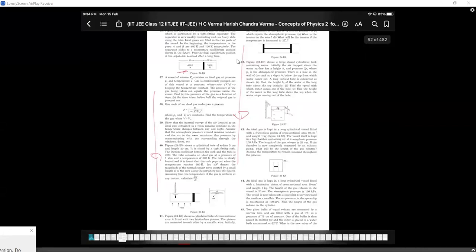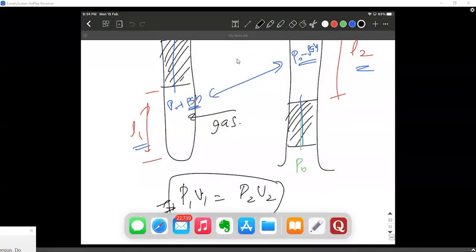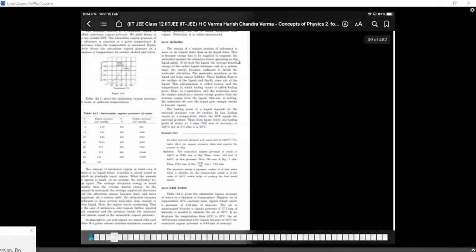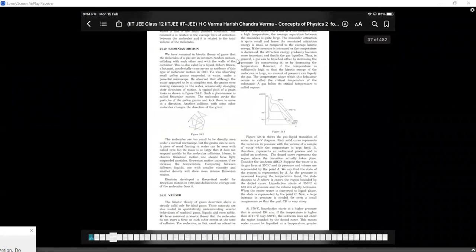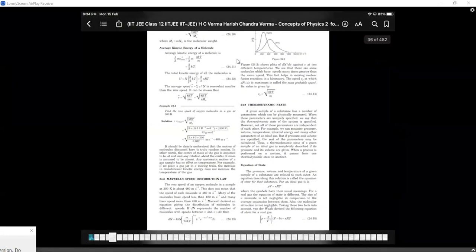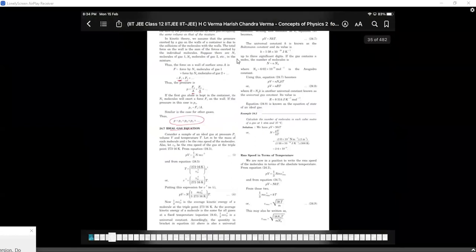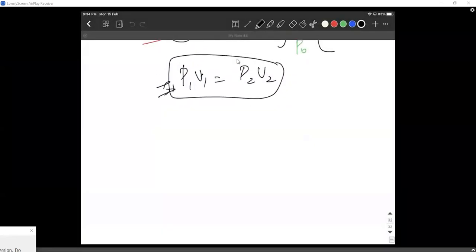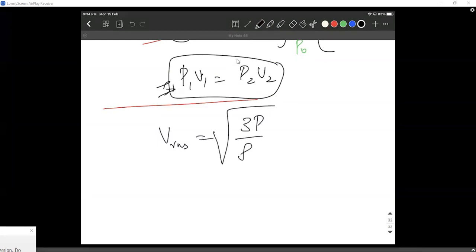Now there is this last concept that I wanted to discuss, not vapor, yep, this point, which is again an important idea: RMS speed. You might face some problems on that. So we have RMS speed, VRMS, as root over 3P by rho, right? But they put it in different forms. We can convert this into different forms. Let me show you that.